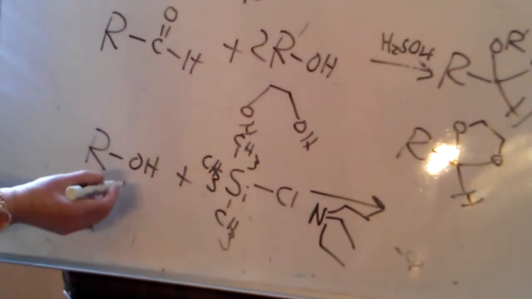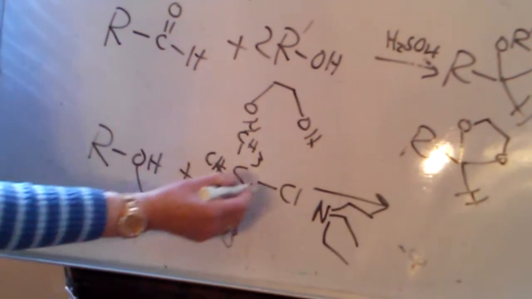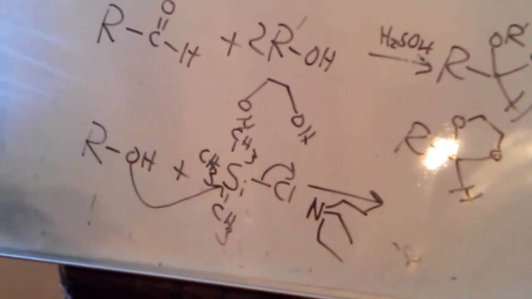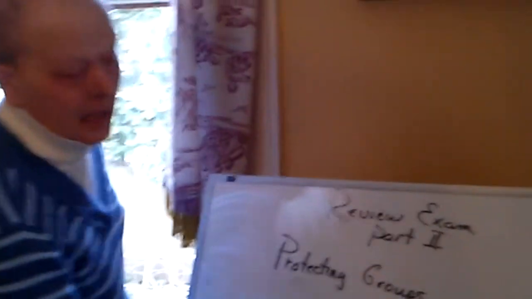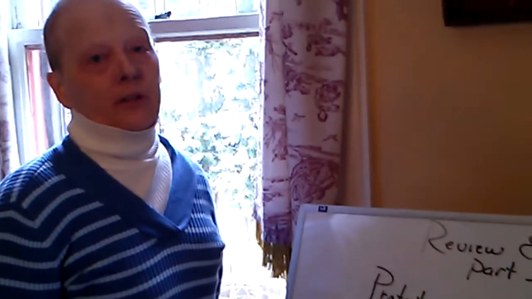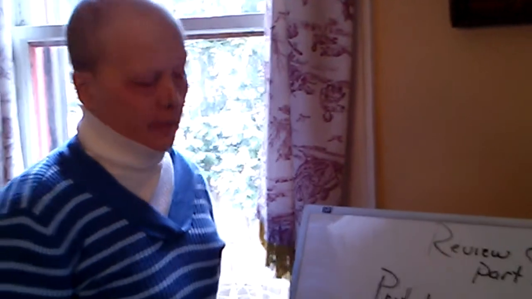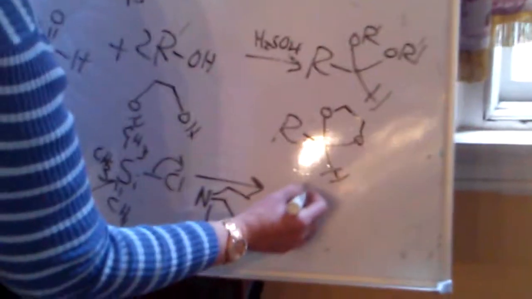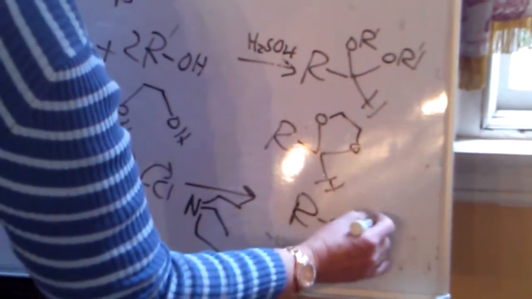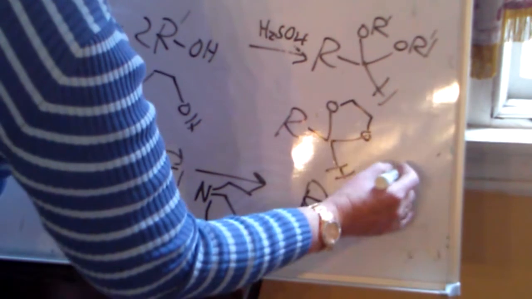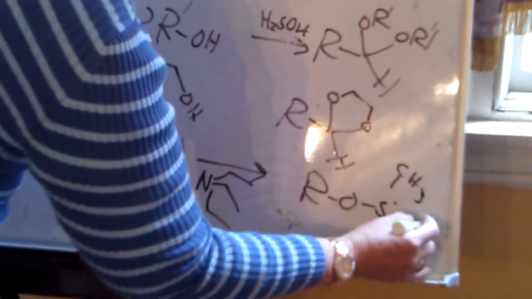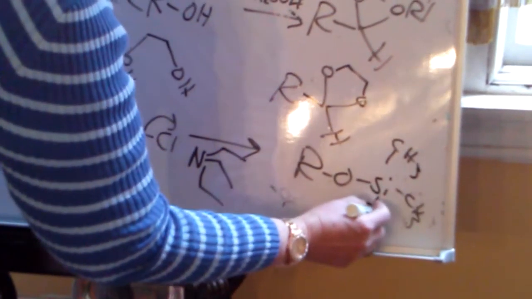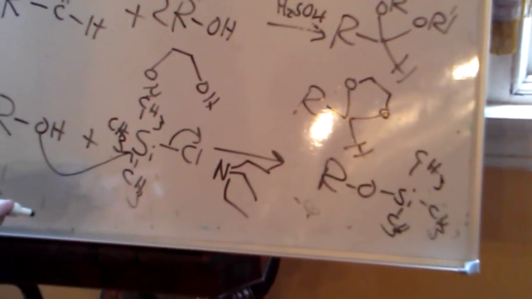And what happens here is this essentially just goes in and kicks that out. Again, the silicon is so big that there's actually a lot of space between the methyl groups. And I want you to think about that a little bit. So you don't have the steric problems that you would have on a normal tertiary. And so it substitutes for that. The pyridine picks up that H, and then you end up with R, O, silicon, methyl, methyl, methyl. This is a good protecting group for alcohols.